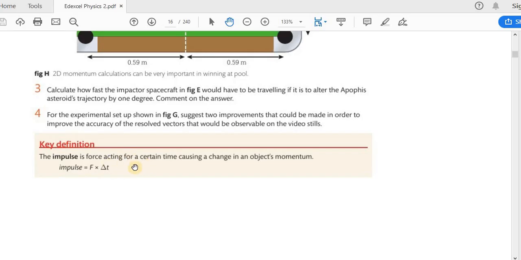Again, the definitions are important. In the exam paper, they can ask you to define the impulse. So whatever you see here in red, key definitions, memorize it with understanding. You can try to write in your own words, but if you miss a certain keyword, you won't get the mark. So that's why we say memorize it with understanding. The impulse is a force acting for a certain time, causing a change in the object's momentum. Impulse is force times time. This is the resultant force.